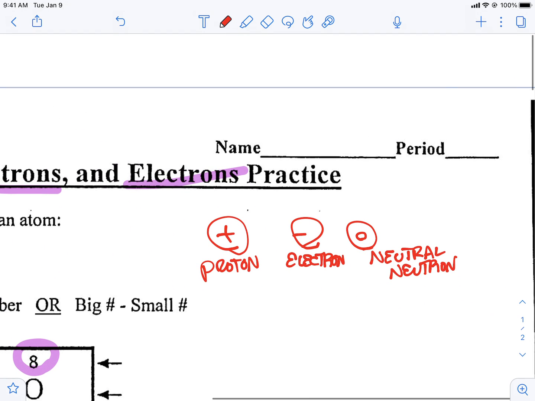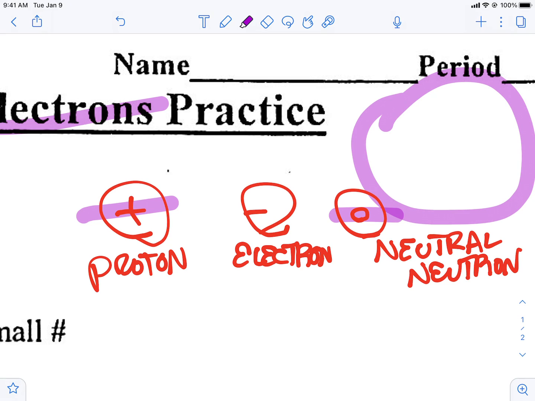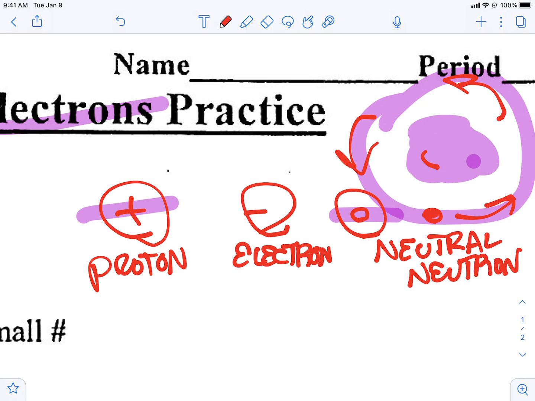So the way this works is that the protons and the neutrons are in the center of the atom, which is called the nucleus. The electrons go around the nucleus. So if this is the nucleus right here that I'm hovering on right now, the electron is going to kind of orbit around the nucleus like that. And these are where the protons and the neutrons are.